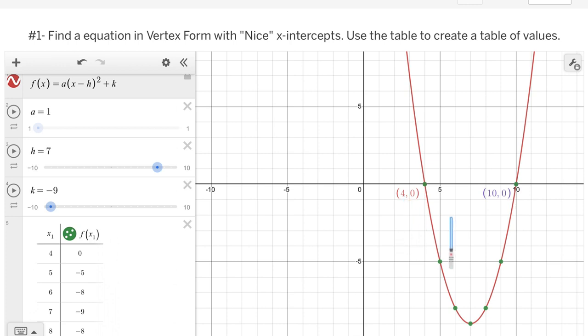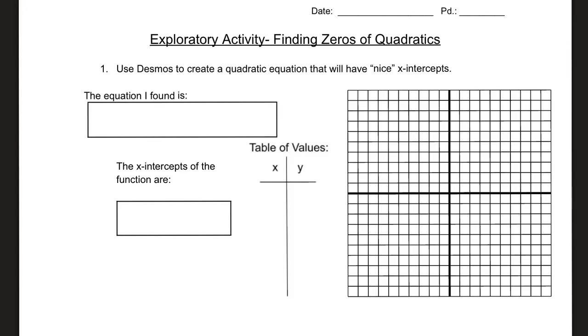If this was a decimal or this was a decimal, those are not nice numbers. So I want to make sure I get integer values here. And then I created a table of values to get some numbers that will help me plot those points on the worksheet. And that's exactly what I'm going to do. I'm going to take this information from this page in Desmos, and transfer it to number one here on my worksheet.